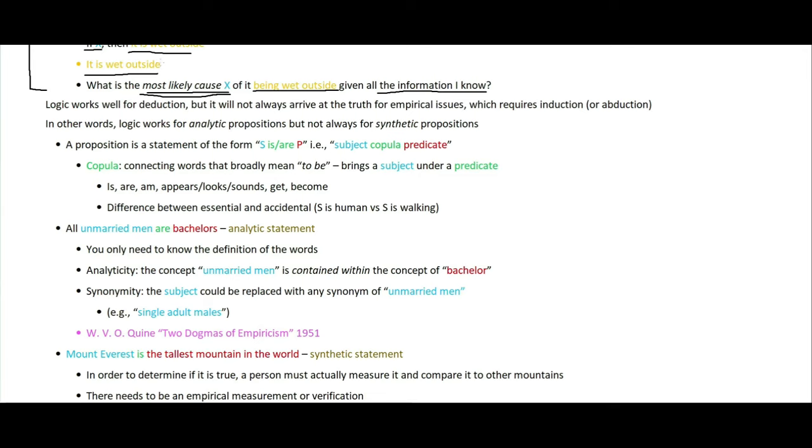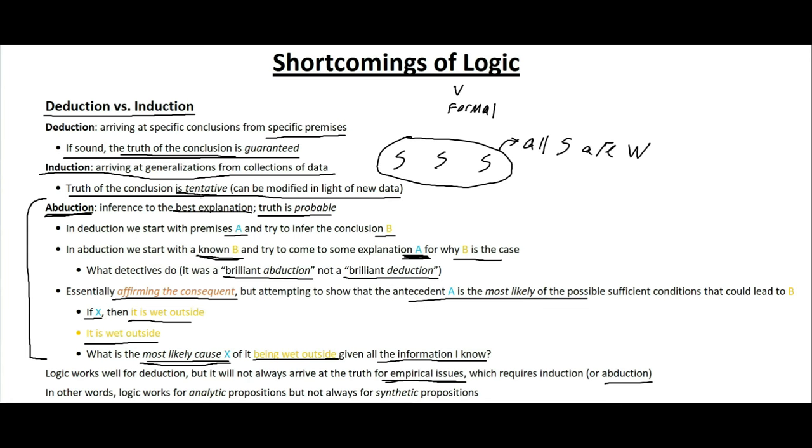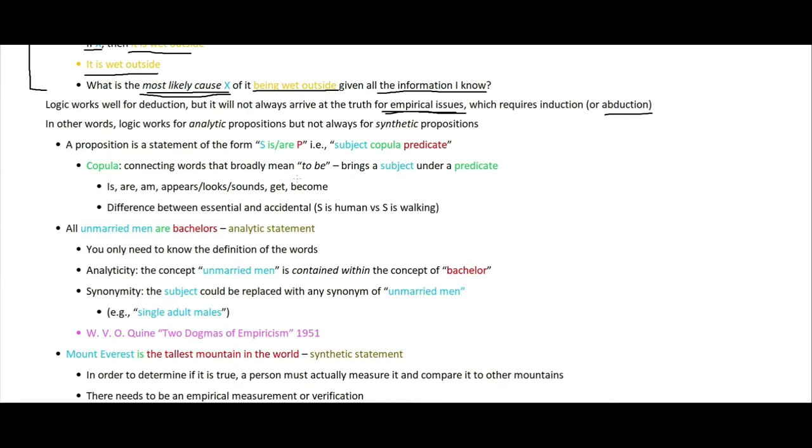All right, and so logic works well for deduction, but it will not always arrive at the truth for empirical issues which require induction or abduction. So the empirical issue, say with the swans, we generalize from seeing so many different swans that all swans are white. And so that is an empirical issue, which, as I said, is a tentative conclusion. In other words, logic works for analytic propositions, but not always for synthetic propositions.